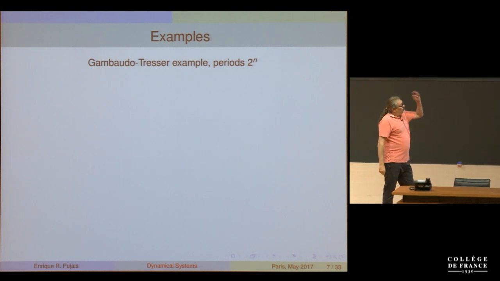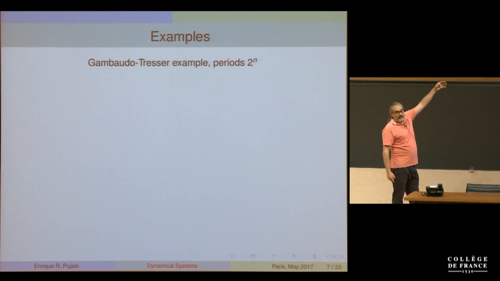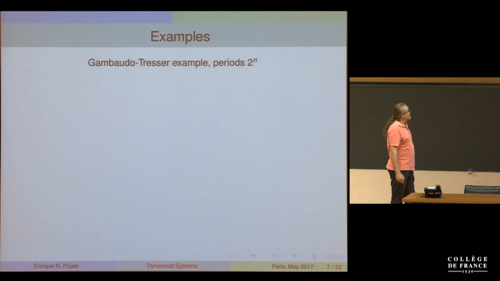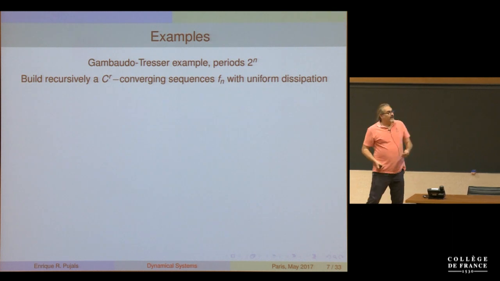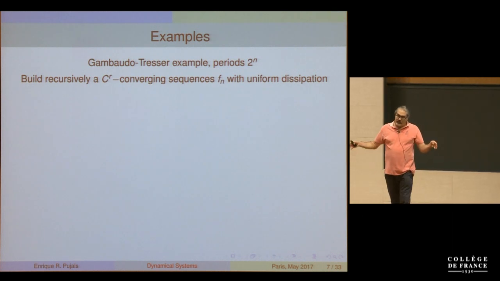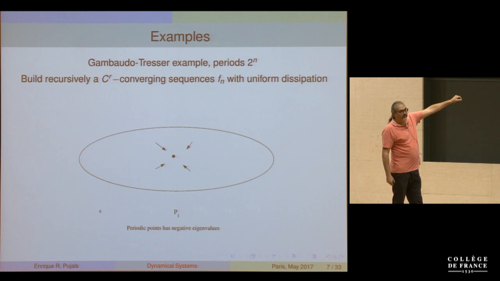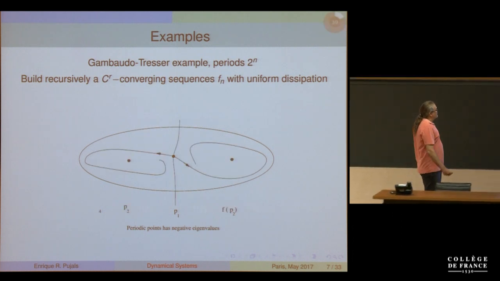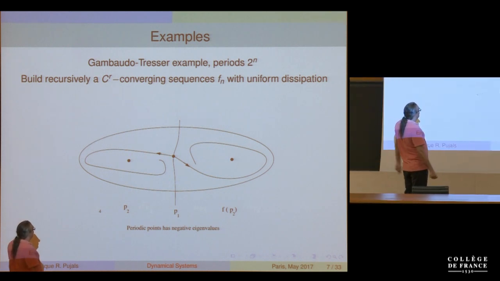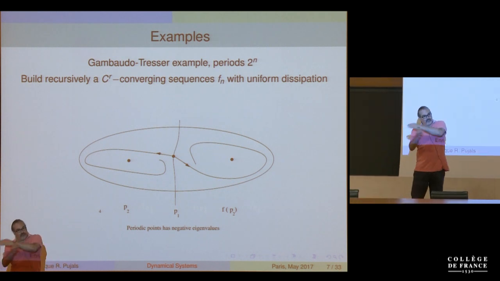But also there are these examples that go back to the 80s by Gambaudo and Tresser, of diffeomorphisms of the disk that had periodic points of period 2 to the n, and it was kind of inspiration of his conjecture, which basically is to build a recursive sequence of diffeomorphisms that are uniformly dissipative. It's nothing else than that. So you have the disk, you have a fixed point. This is your F0. And then you change the attracting fixed point by a saddle fixed point that will have negative eigenvalues.